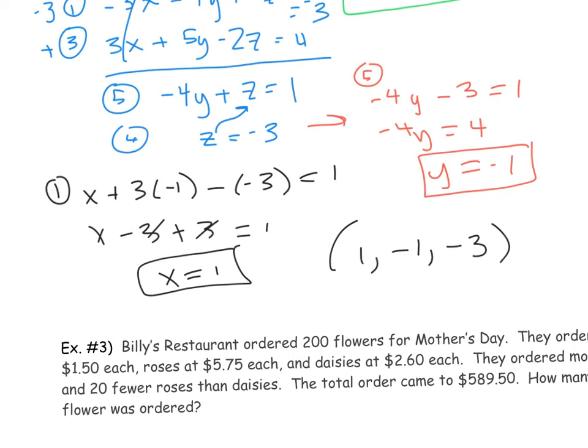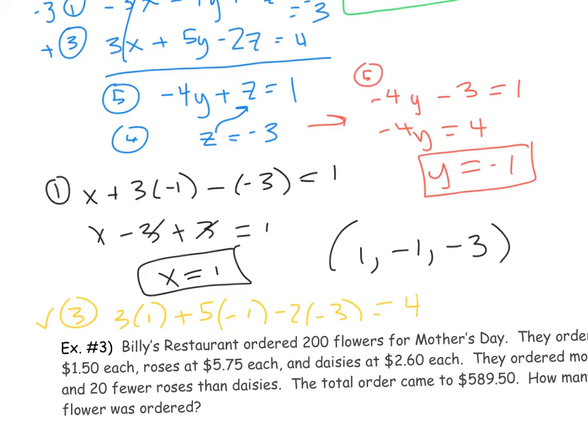I got a little bit of room down here, so let's check it in yellow. If I check it, we go back up to our original. Let's just pick number 3 since it has more numbers in it. So we're going to do our check. We get 3 times x. Well, x is 1, so 3 times 1, plus 5 times y. Well, y is negative 1. Minus 2z, so minus 2 times negative 3, and that should equal 4.